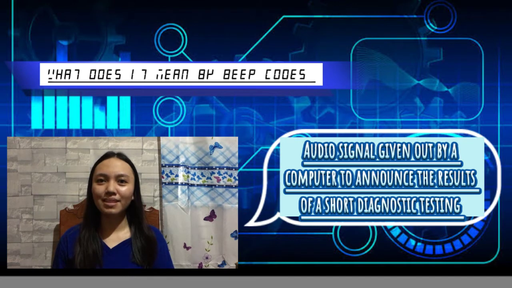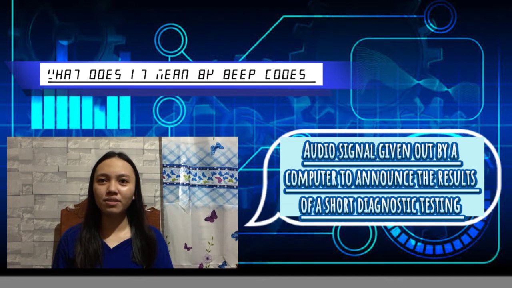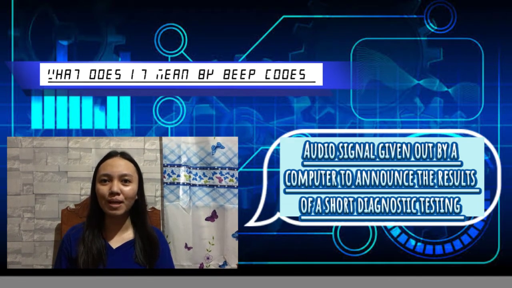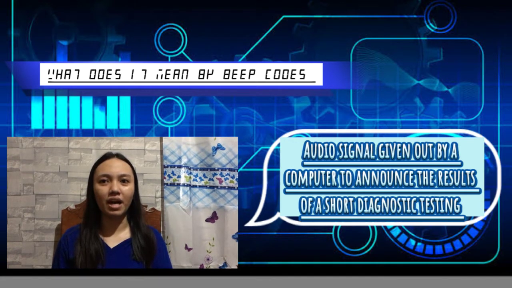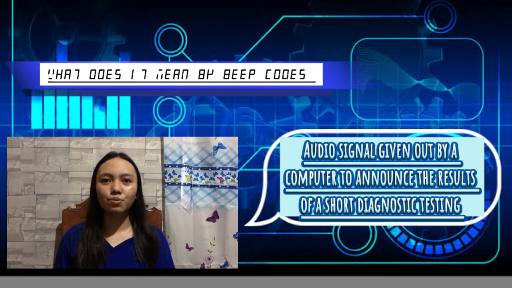So, what does it mean by beep code? A beep code is an audio signal given out by a computer to announce the result of a short diagnostic test. When a problem is identified with the system during the power on self-test, the computer checks its internal hardware for compatibility and connection before starting the remainder of the boot process. Then, BIOS will normally produce an error message.